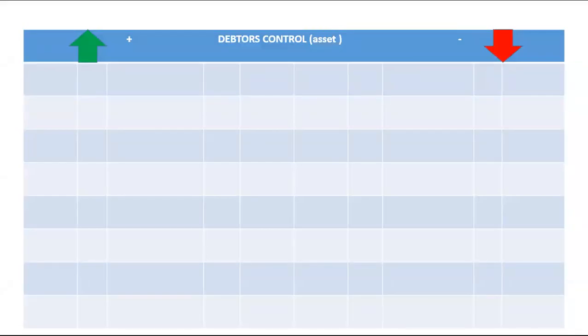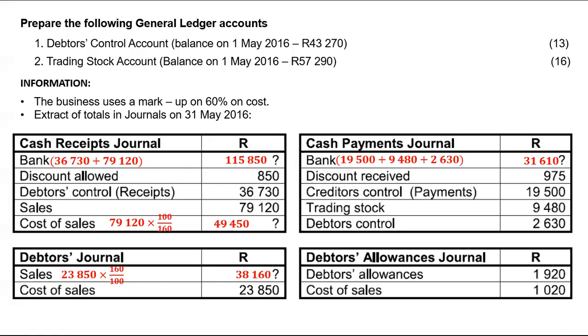As I have explained in the previous video, debtors control is an asset account. It increases on the debit side and it decreases on the credit side. It will increase on the debit side whenever we as the business are owed more by our debtors. Now, the balance, as I've indicated in the previous video for the debtors control, will simply be 43,270.